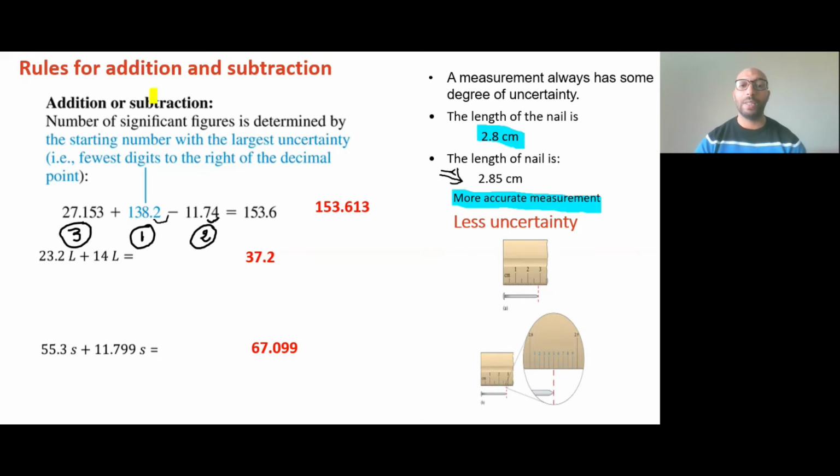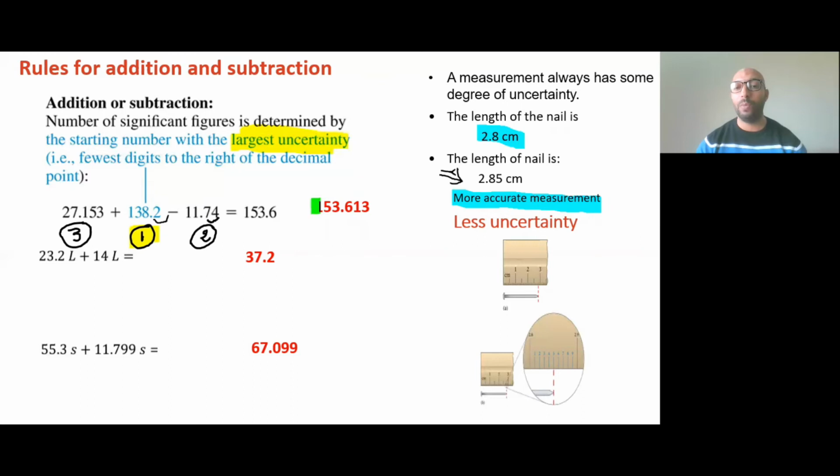The result has the largest uncertainty. The largest uncertainty means the fewest digits to the right of the decimal point. Which one has the fewest digits to the right of the decimal point? We have just 1 digit to the right of the decimal point in the number 138.2. If we put this operation in the calculator, the result will be 153.613. So how many digits to the right of the point do we have to choose? We have to choose just 1.